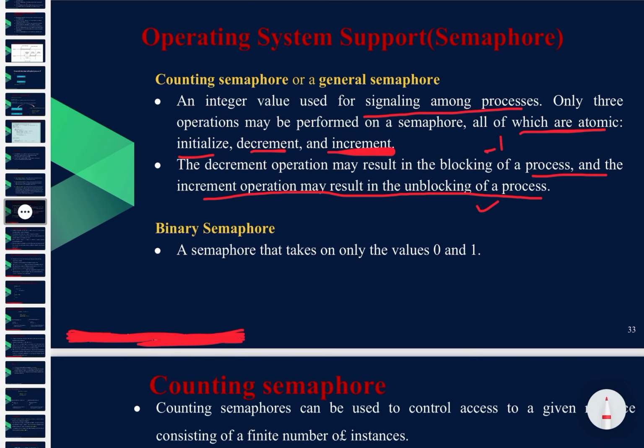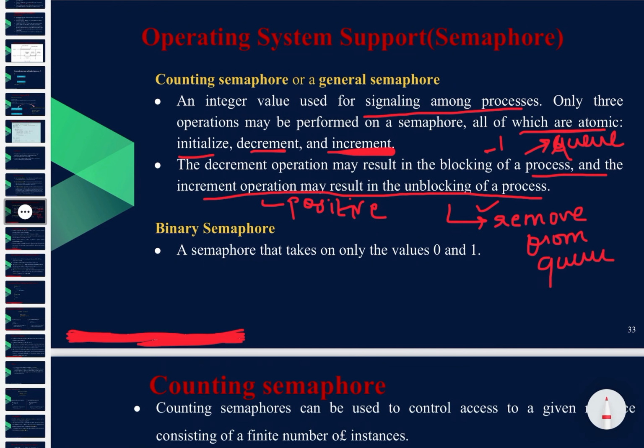If the answer goes negative, then what happens? You block the process from taking place and it will enter the queue. Whereas if the increment operation is performed, that means the answer is increasing, it is becoming positive. Then what do we do? We unblock the process and we remove it from the queue.